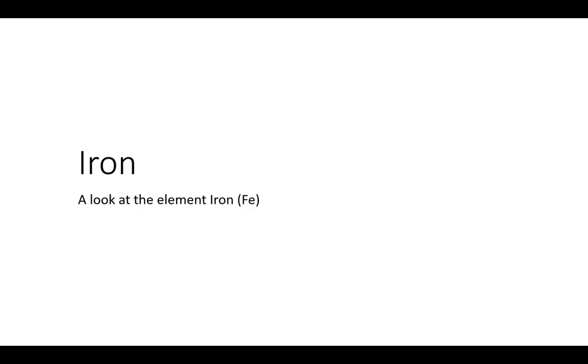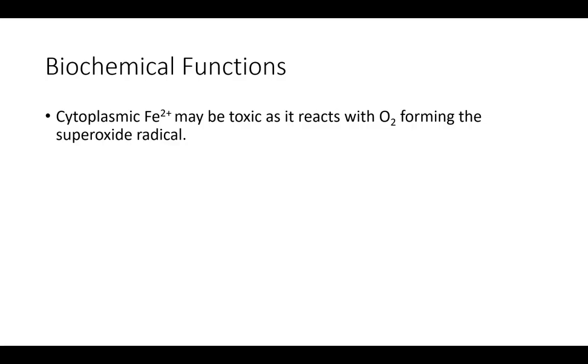Iron, Part 3. This is going to look at biochemical functions. Now here's an interesting thing. Cytoplasmic iron may be toxic as it reacts with oxygen, forming the superoxide radical, which is going to be extremely toxic to all cellular materials, plant or animal. Therefore, we've got to have iron in.